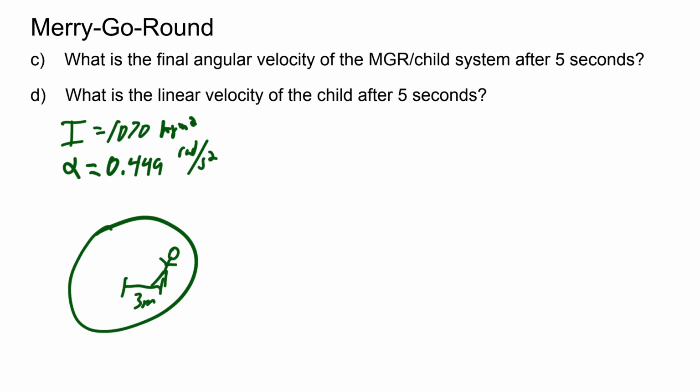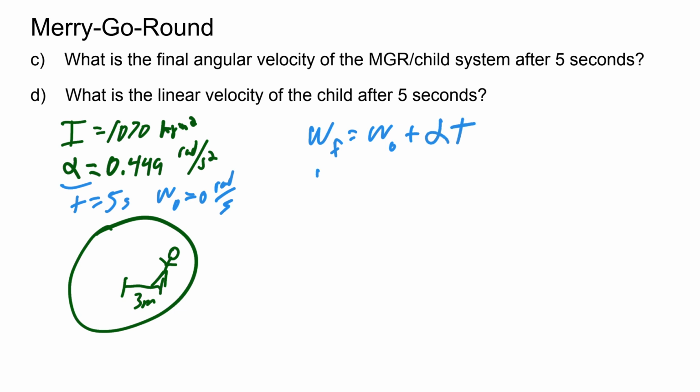So the last two questions are dealing with velocities. The first one is, what is the final angular velocity of the system? We know alpha here, and the time is 5 seconds. And we're going to assume that the omega initial is 0 radians per second. So we'll simply use one of our rotational kinematic equations: omega final equals omega initial plus alpha times time. So omega final equals 0 plus 0.449 radians per second squared times 5 seconds.